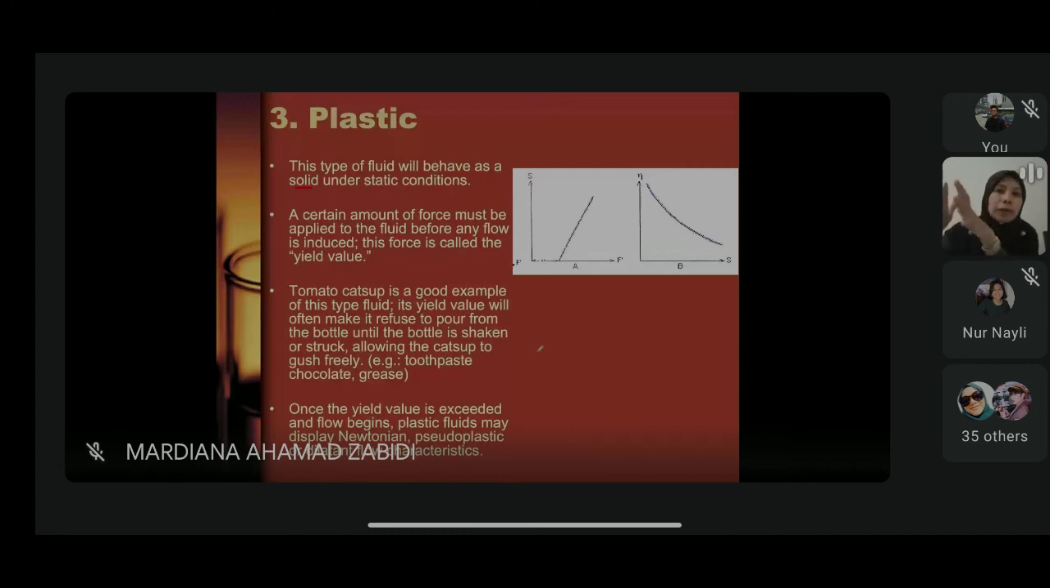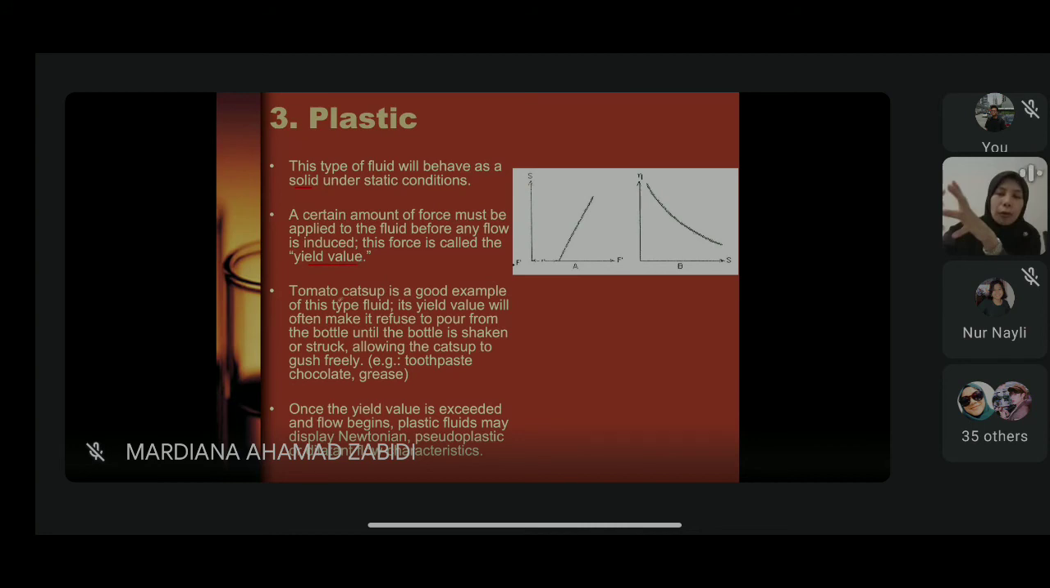So in order for you to force, kamu nak paksa this particular fluid to flow out from the bottle, that's why you need to tap at the bottom of the bottle. And when you tap, you are giving additional force for that particular fluid to move downward and flow out from the bottle. Alright. So that particular amount of force applied is known as yield value. Okay, the force that you are tapping ataupun kamu goncang-goncang botol tu, that one is a yield value. Okay, additional force that is being given.